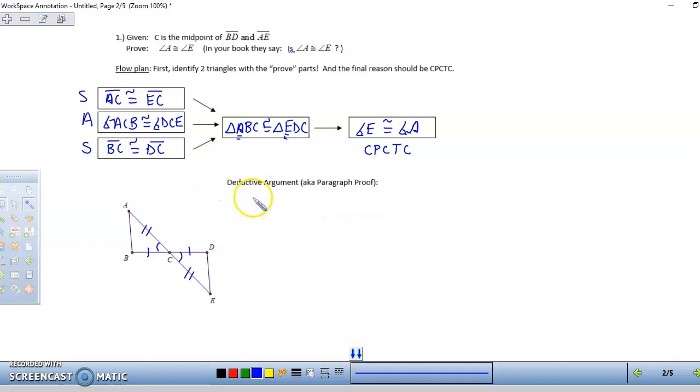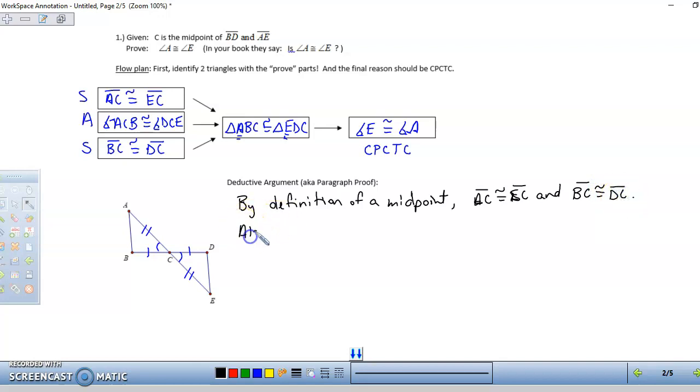Okay, so take a second and pause and try to write out a paragraph proof like the book. Okay, welcome back. So what you are going to say is basically going through all the steps we just did. But you would say by definition of a midpoint, so you need to give a reason. So by the definition of a midpoint, then you can state that AC is congruent to EC and BC is congruent to DC.